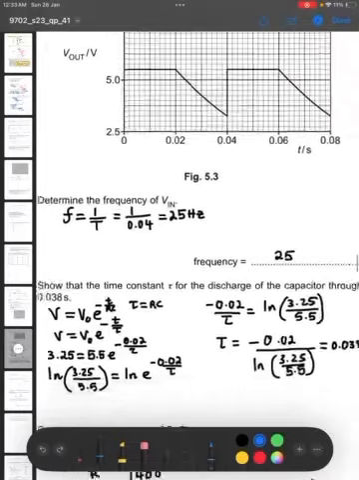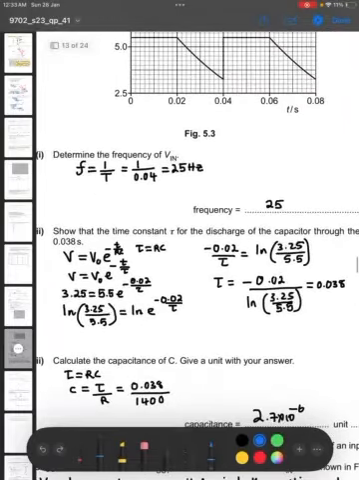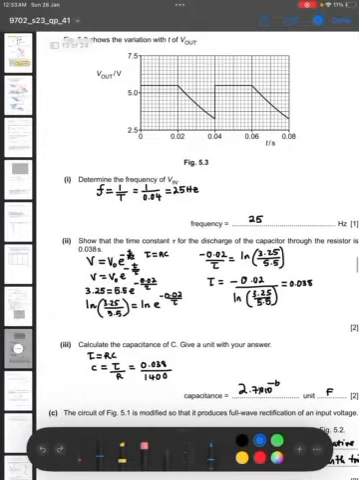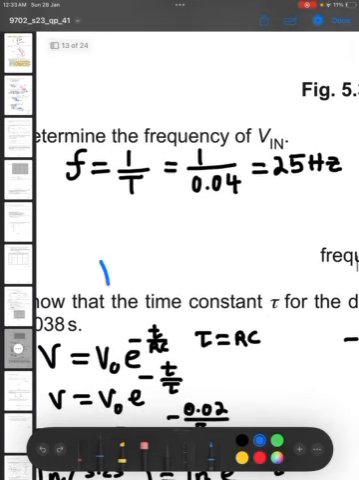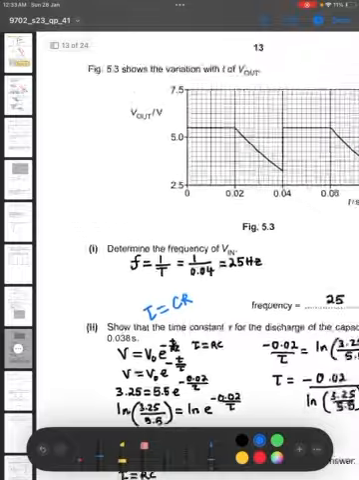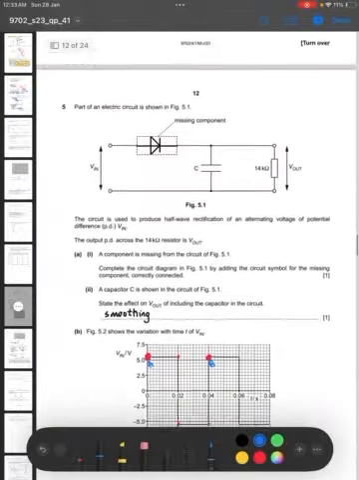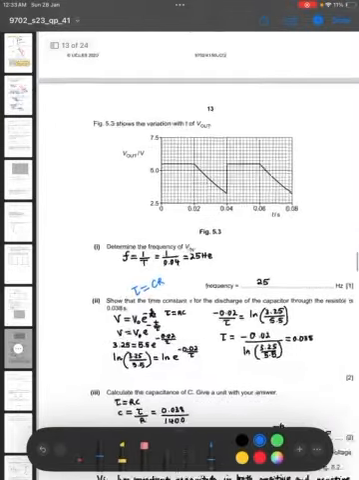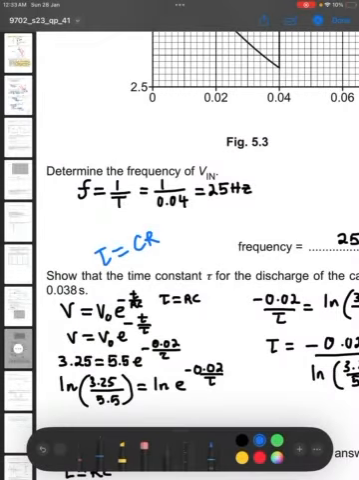Then we go further. Show that the time constant for the discharge of the capacitor through the resistor is 0.038 seconds. So they want us to find the time constant. We could have found it by saying the equation for the time constant is tau equals CR. Now, we don't actually have the value of the capacitance, even though we have the value of the resistance. So how do you find the time constant if you just have the resistance?